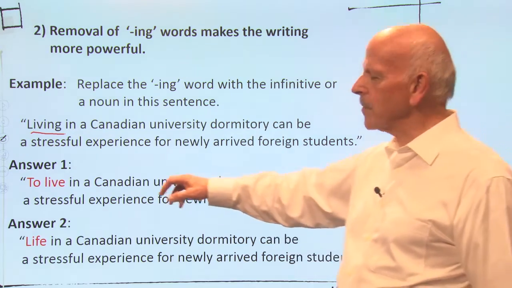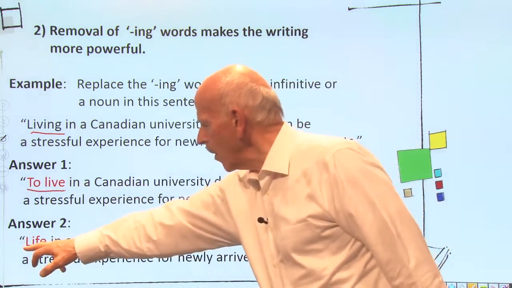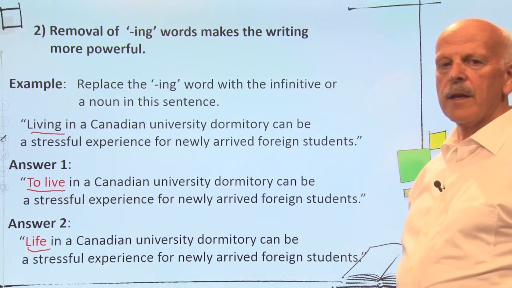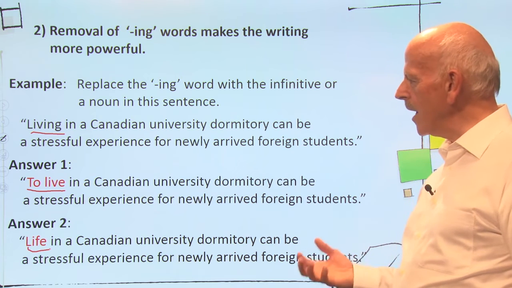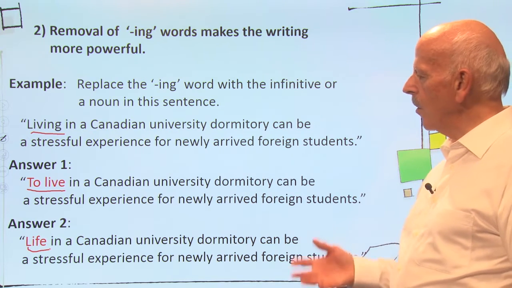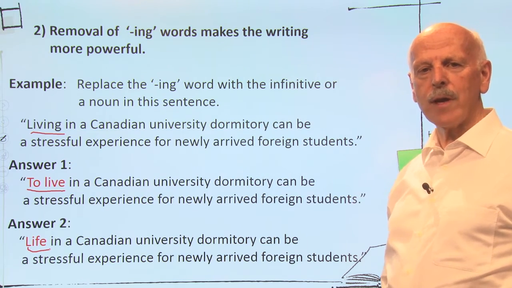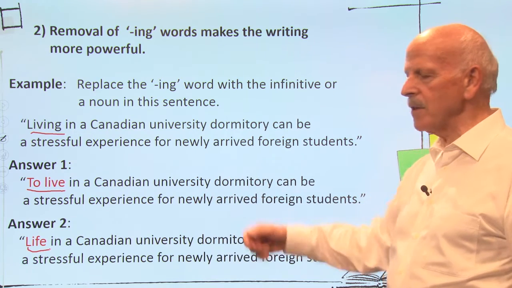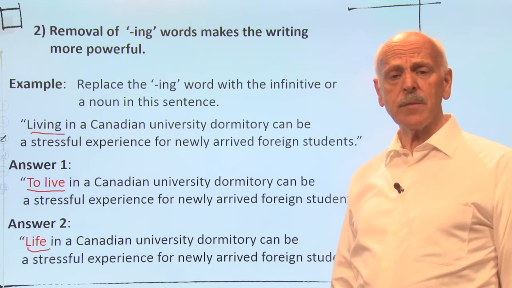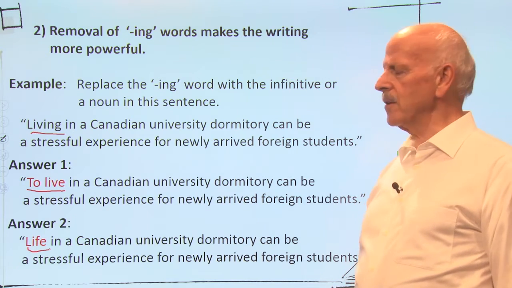But here are two possible answers. To live, which is an infinitive, or life, which is a noun, make the sentences more emphatic. To live in a Canadian dormitory or life in a Canadian dormitory makes the sentence have more impact. Now you might ask, well, what is the difference between these two answers? In English, we sometimes have more than one answer for the same exercise.